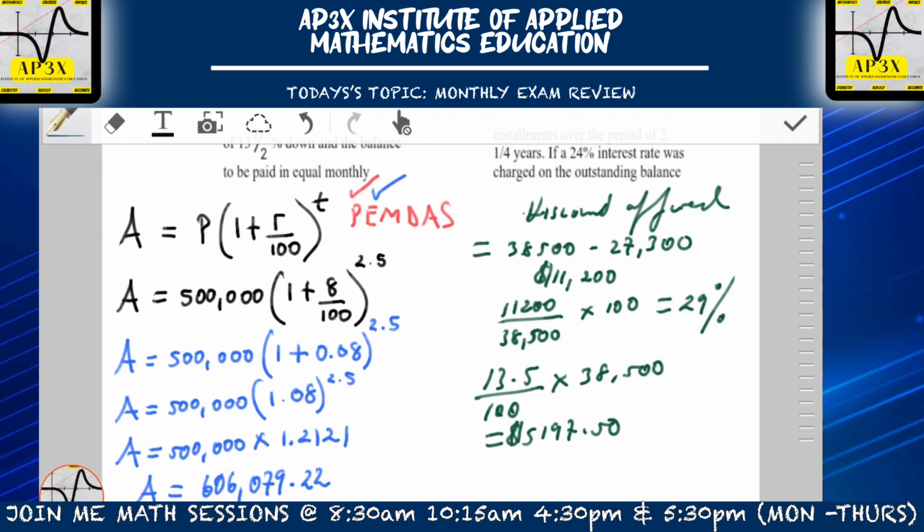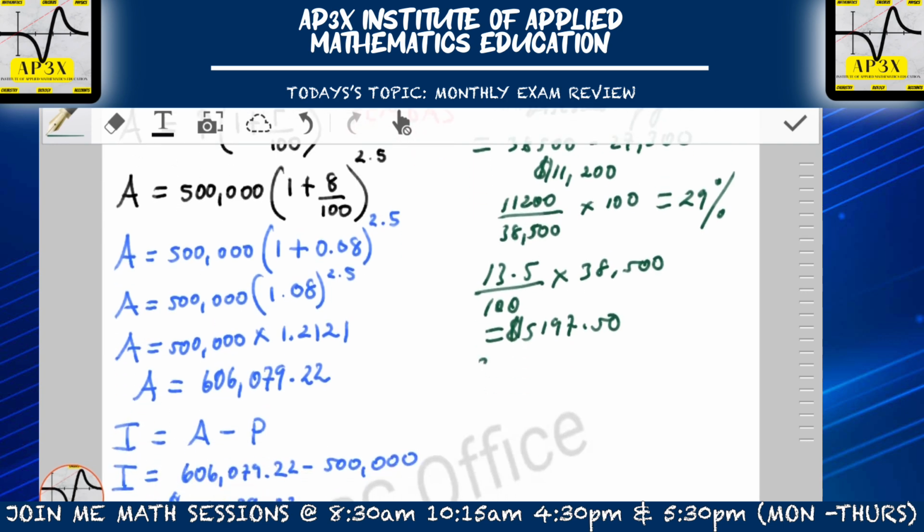Now, once I put that down, it means that I would have owed an outstanding balance of 38,500 minus 5,197.50. So that's 38,500 minus 5,197.50. I would have owed the company now 33,302.50. That's what I would have owed.